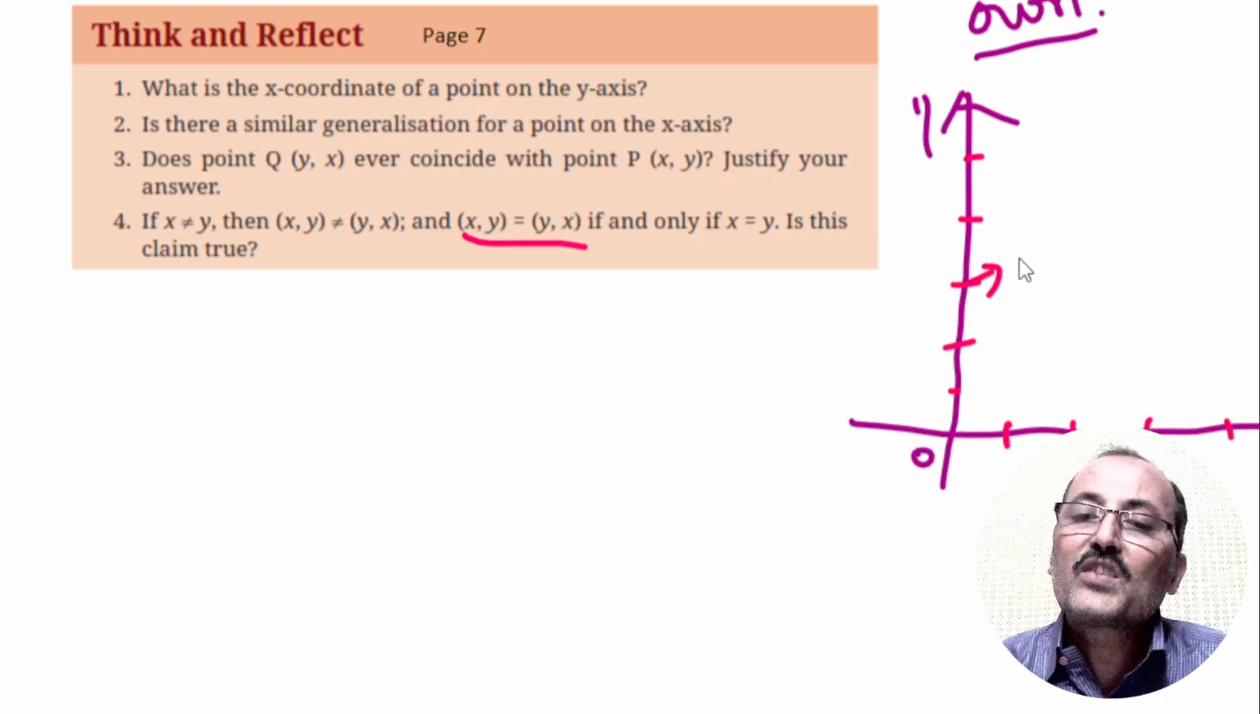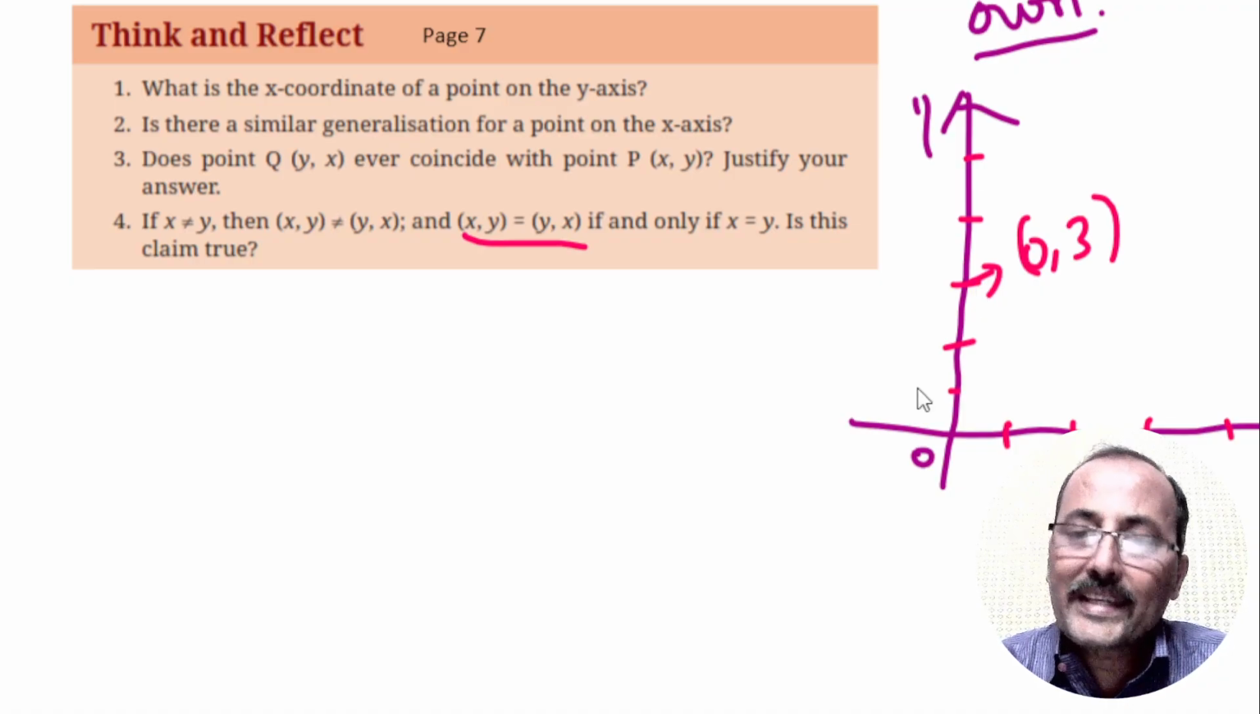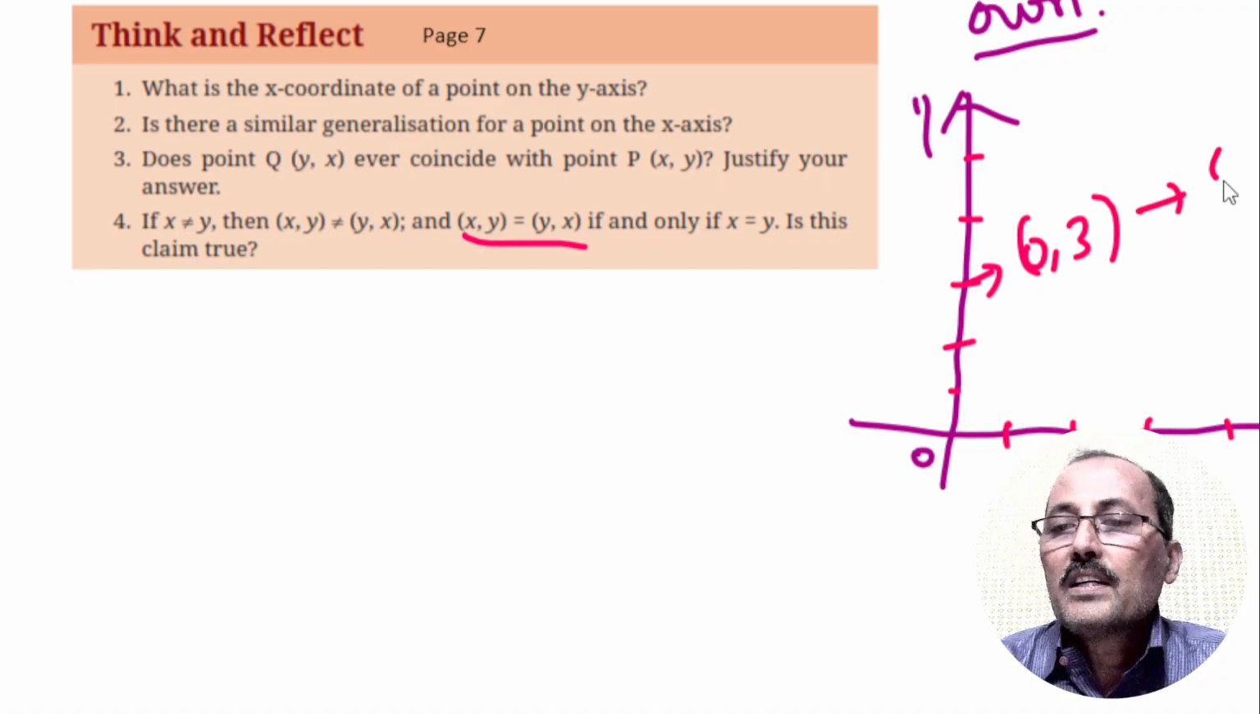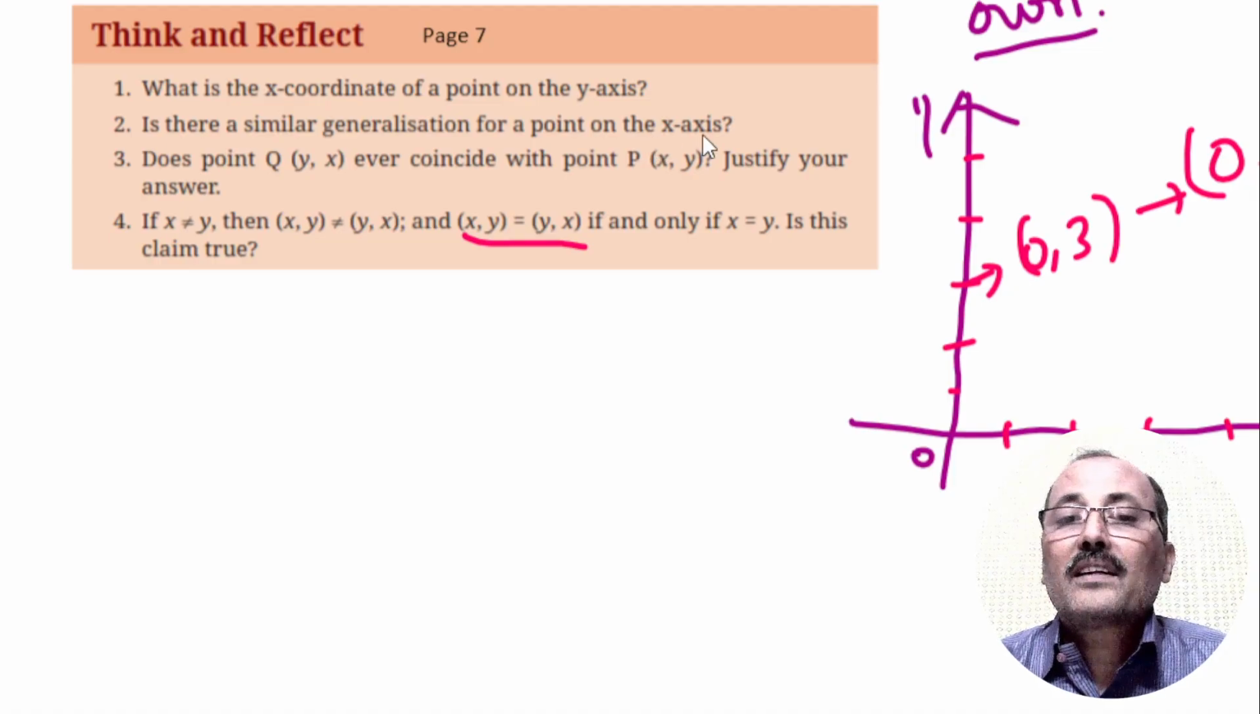How will you denote this one? It is (0, 3). Yes, that's all. So a point on the y-axis will be of the form (0, y). Okay. Now, next question. Is there a similar generalization for a point on the x-axis?